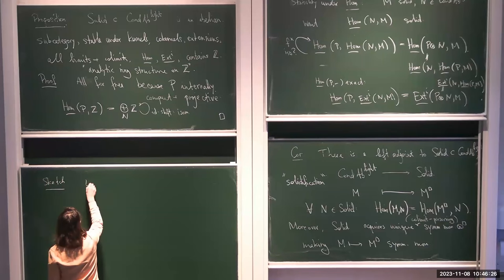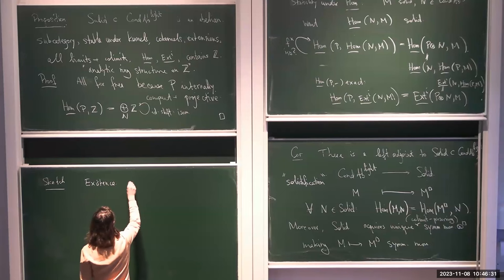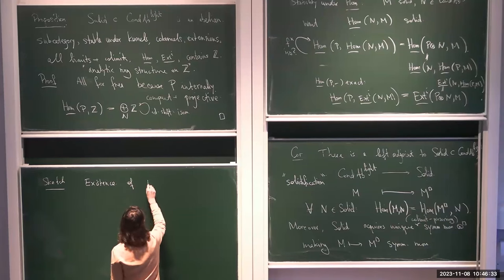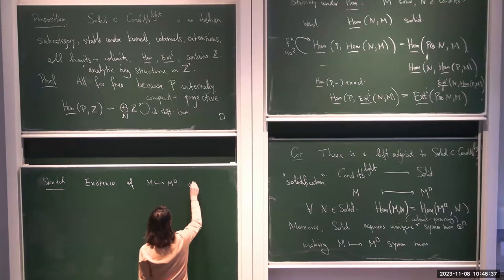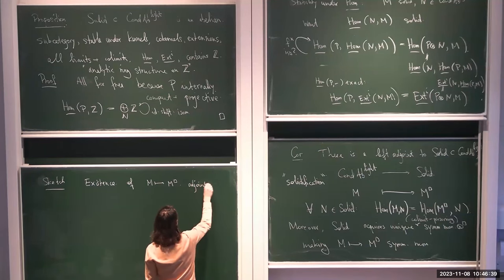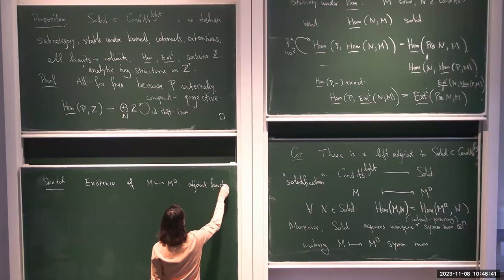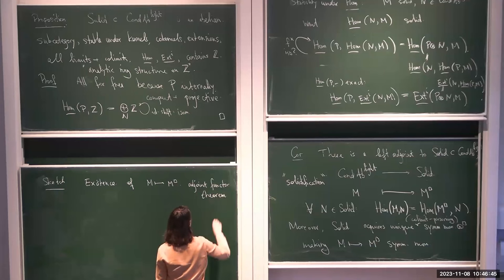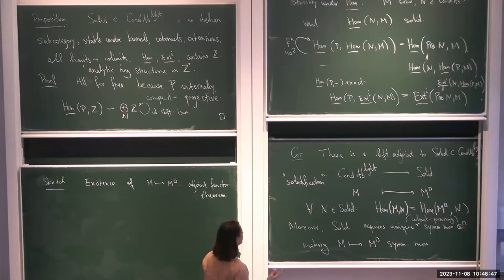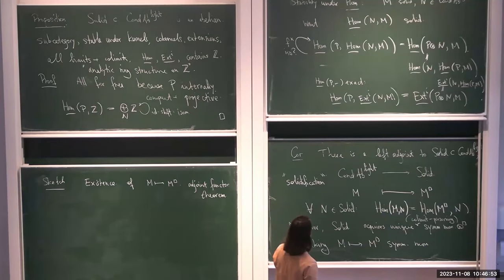The existence of solidification is just an instance of the Freyd-Jones adjoint functor theorem. Basically, if you want to have a left adjoint, you should commute with all limits. And then under very mild set-theoretic assumptions, this also implies that the left adjoint exists, and they are satisfied here.